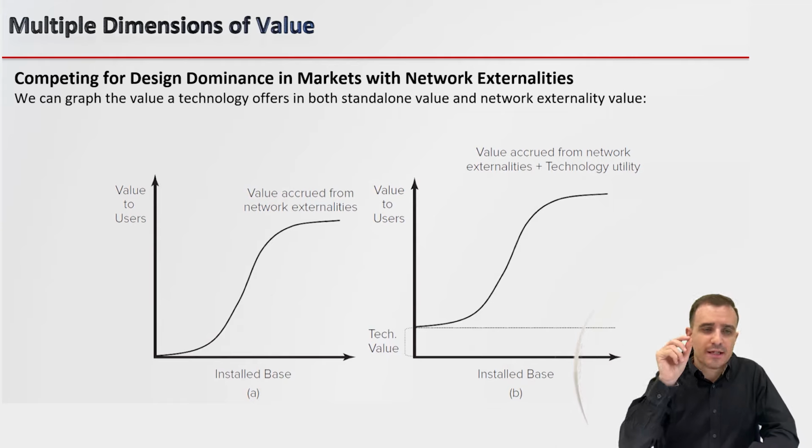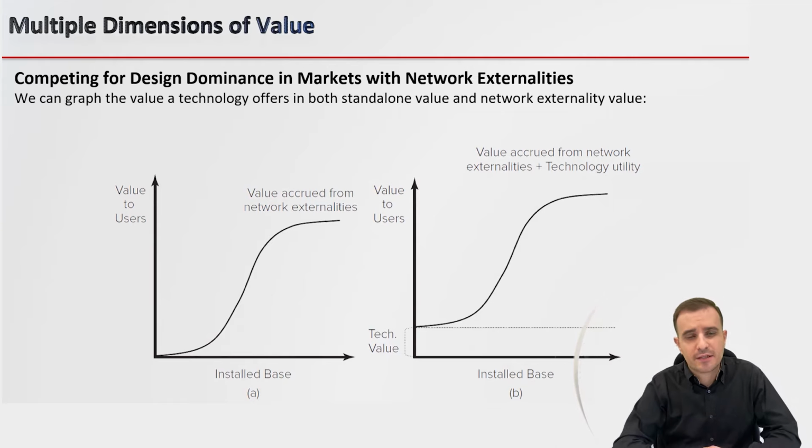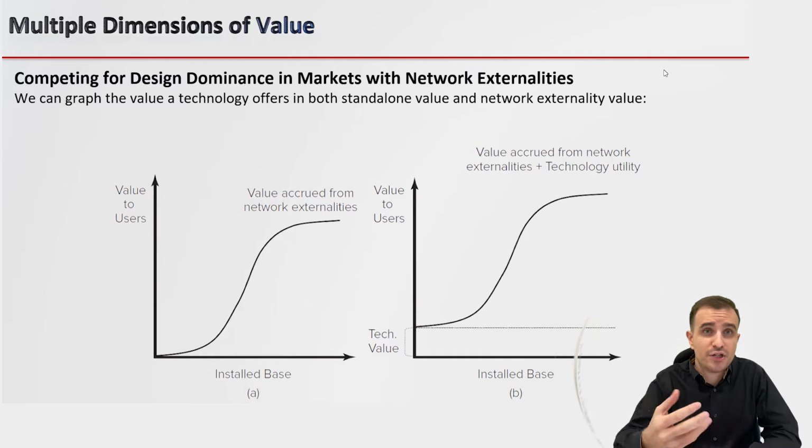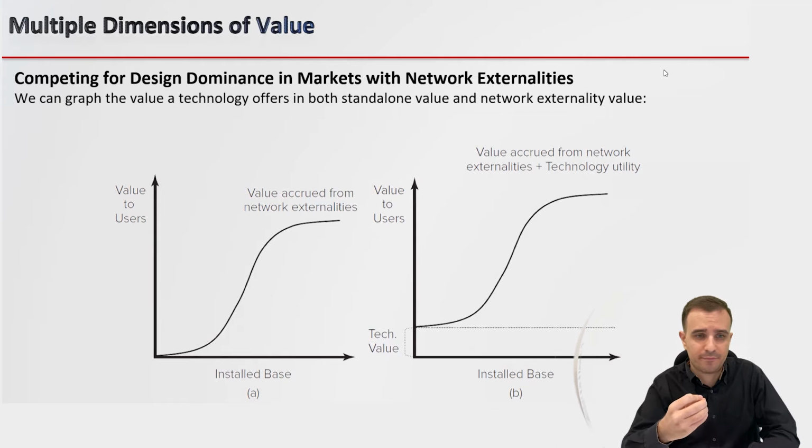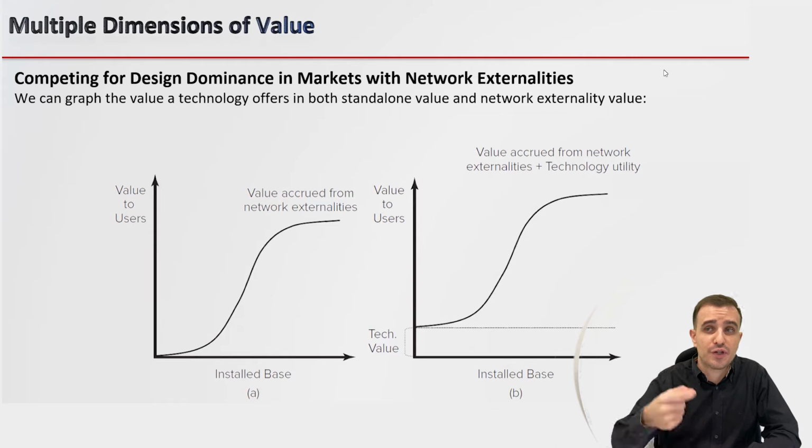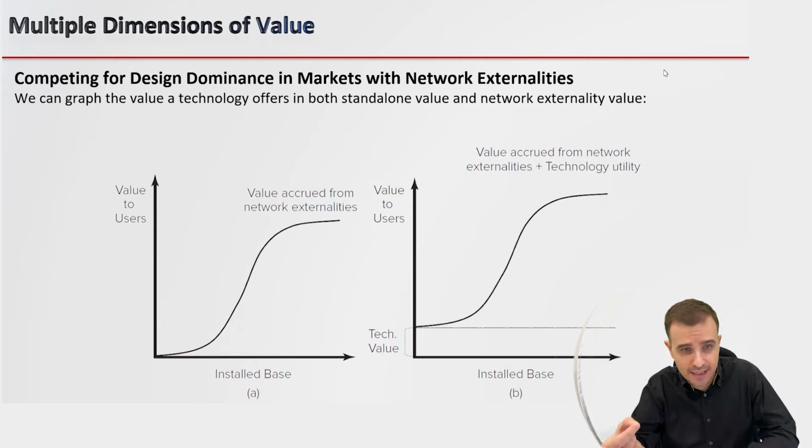So this leads to the final topic that we are going to see in the video today. The final topic is the relationship between the dimension of value and the market share. We know that companies would like to impose their dominant design in the market, because when they achieve so, they also enjoy the network externalities.